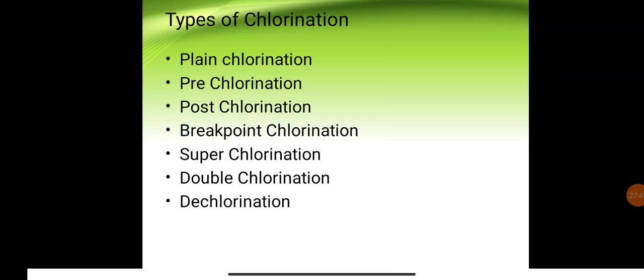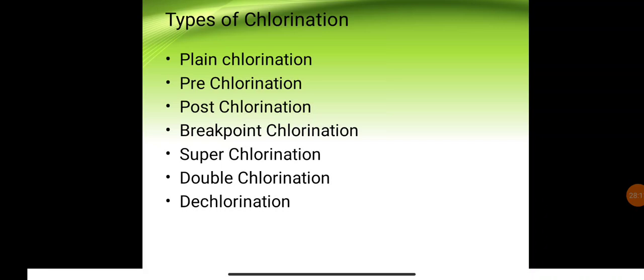So here we are talking about the most common and effective method of disinfection, which is chlorination. What are the types of chlorination? The types of chlorination are plain chlorination, pre-chlorination, post-chlorination, breakpoint chlorination, superchlorination, double chlorination, and dechlorination. These are the types of chlorination.